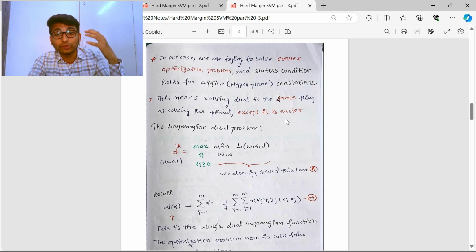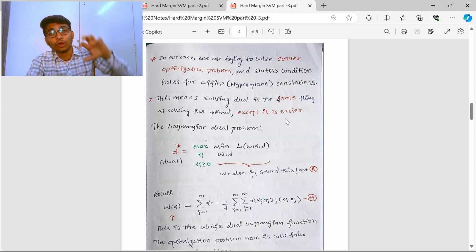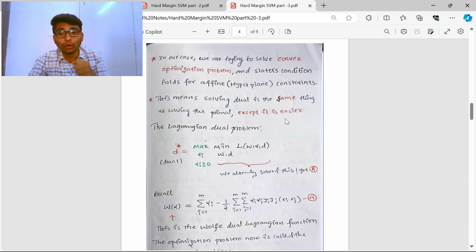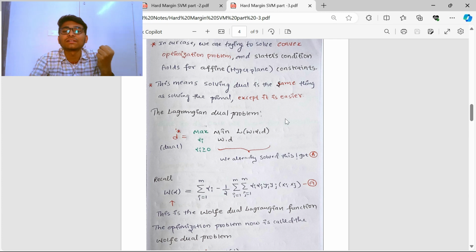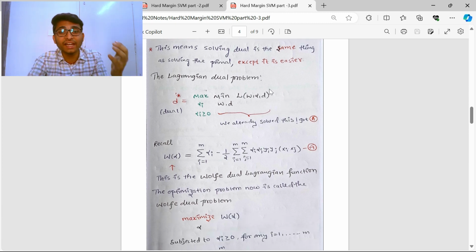This means that solving the dual problem is the same thing as solving the primal problem. Now, why are you concerned about the dual problem and primal problem? I told you we want to reformulate the Lagrangian function to the dual form so that we can use the algorithm CVXOPT. To get the dual form, it's easier, guys. It will be easier to solve the dual. We have to check whether the primal is easy to solve or the dual form is easy to solve. We have to check that. The Lagrangian dual problem we wrote before.